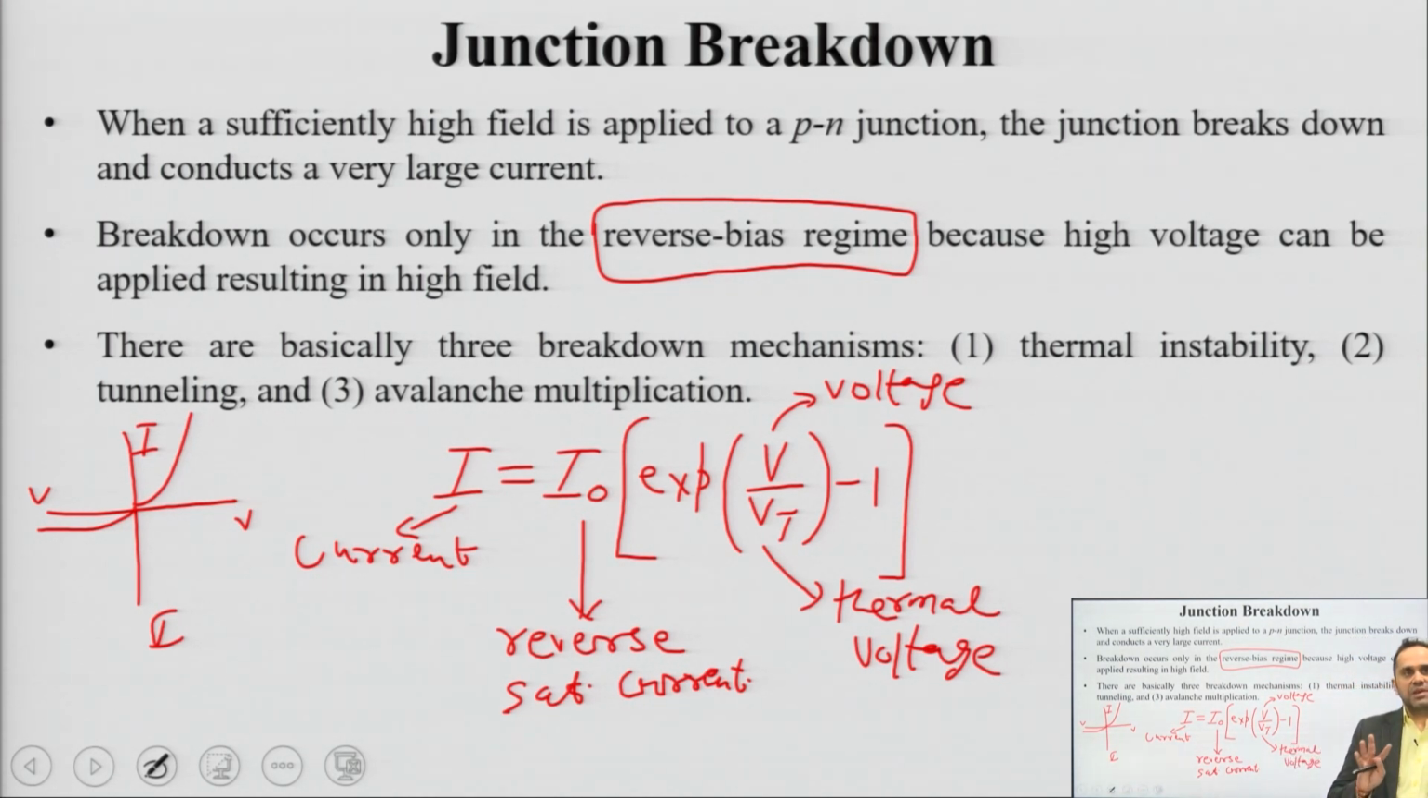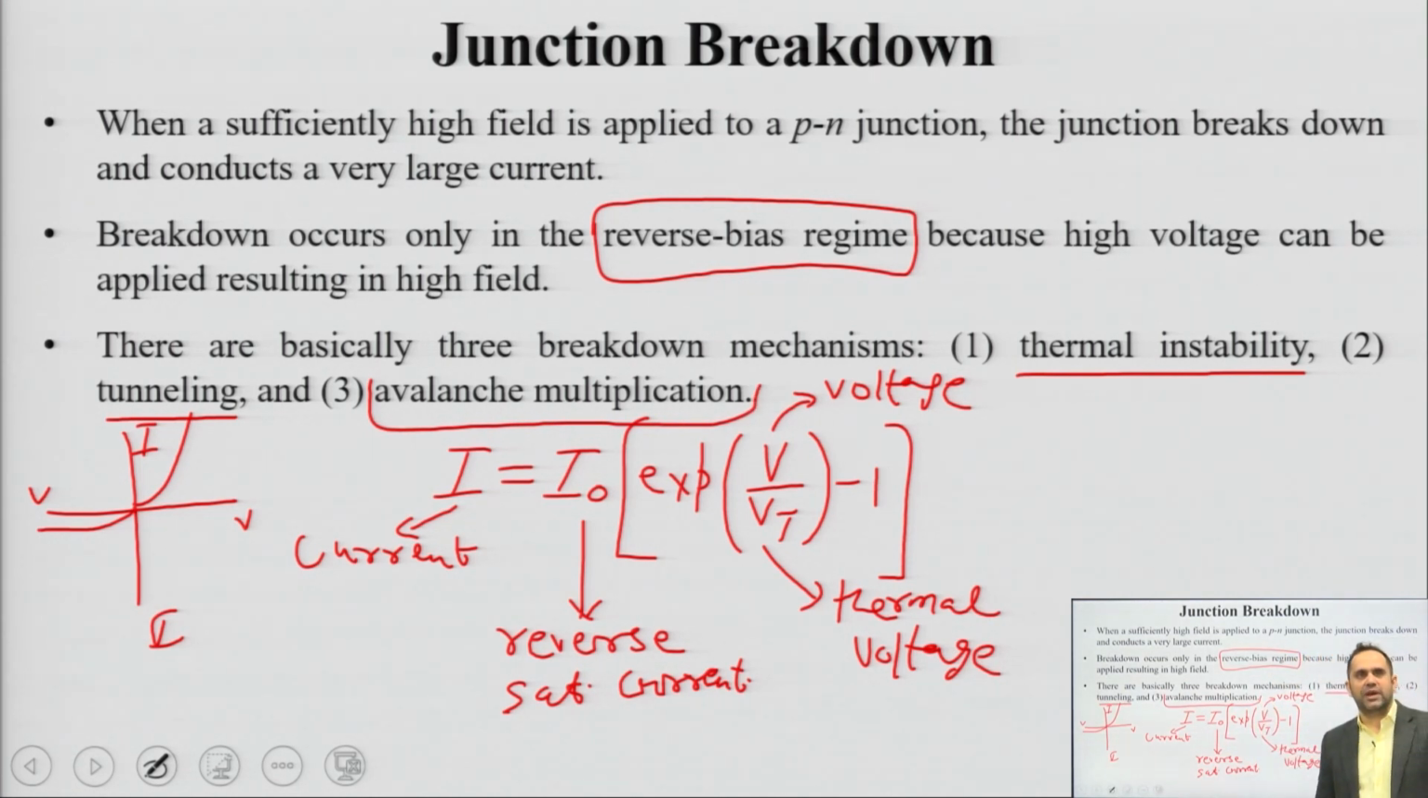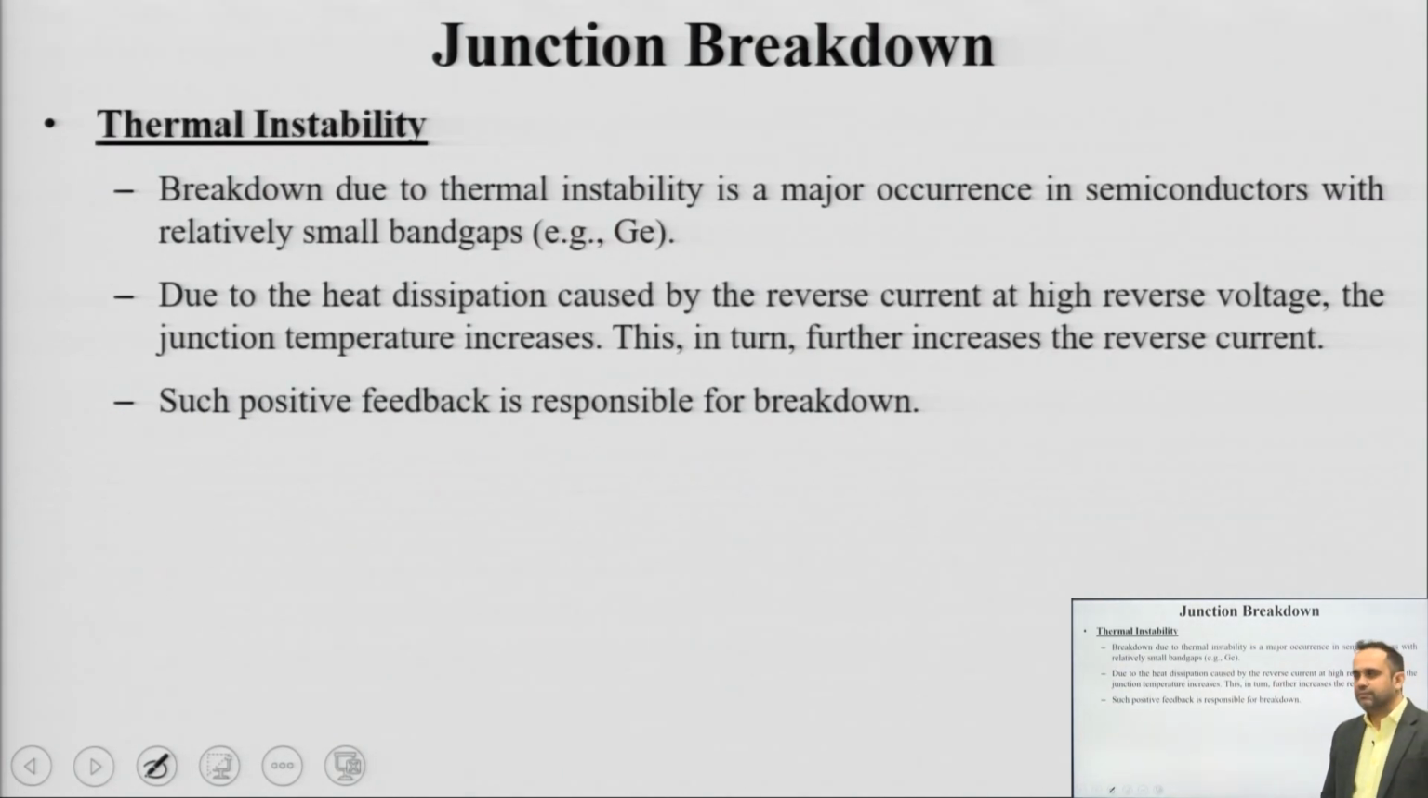There are basically three breakdown mechanisms. One is known as thermal instability. The word thermal basically indicates that this is something related to temperature. Tunneling, this concept we have studied in different forms earlier. Okay. So, instead of surmounting a barrier, if carriers are able to tunnel through or punch through the barrier, this phenomenon is known as tunneling. Next is avalanche multiplication. Okay. This is quite a common occurrence of breakdown. Okay. So, we will discuss each breakdown mechanism one by one.